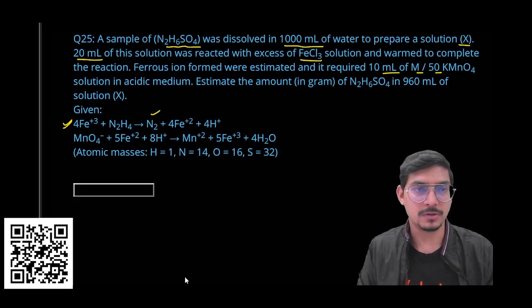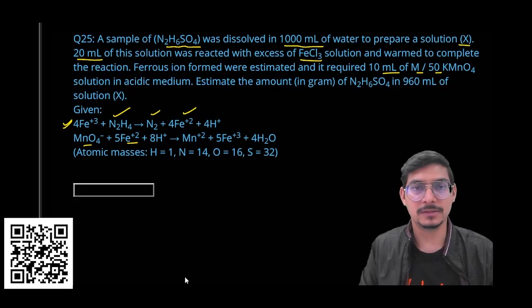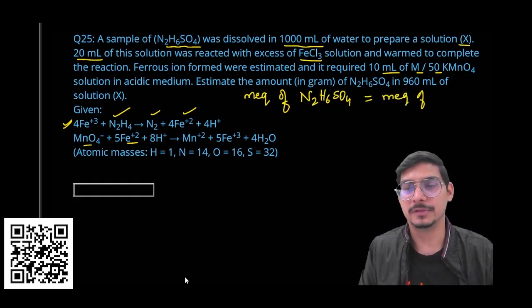So one thing is for sure: the gram equivalence of KMnO4 is equal to the gram equivalence of Fe2+, because they are involved in reaction with each other as per the law of chemical equivalence. And the number of gram equivalents of ferrous ion should be equal to the number of gram equivalents of N2H4, or so to say N2H6SO4. So one thing that we have decided from here is that milliequivalents of N2H6SO4 is equal to milliequivalents of KMnO4.